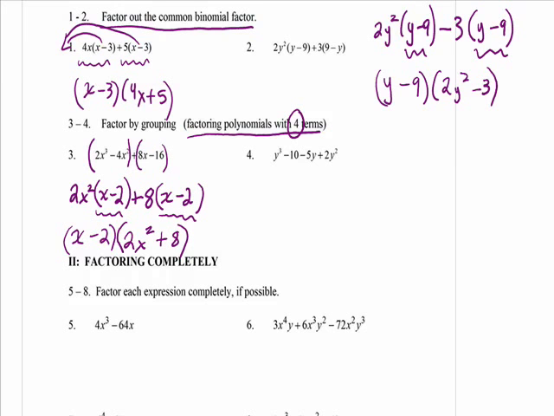Very good. Yes? What happens when they don't have anything? And you can't do much. On those types of problems, the most you can do is do a greatest common factor. So that would be our final answer for 3.